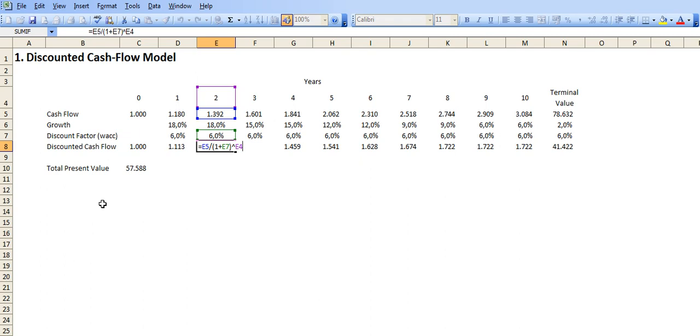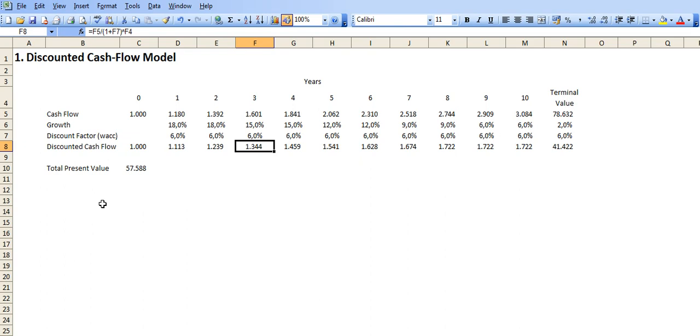What this means is, since you're dividing the nominal value of cash flow by the discount factor, as the years go by, you have to take the exponential version of the discount factor, so it means you're taking into account the effect of compounding of the discount factor. So if you go to year number 3, you're dividing 1,601 by 1 plus 0.06, which is 6%, to the power of 3.